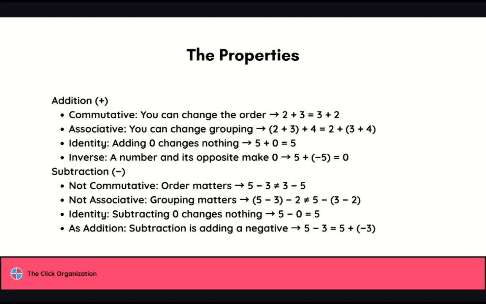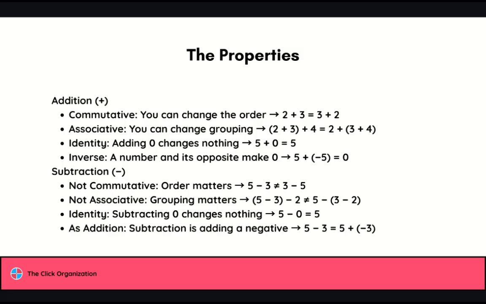Okay, each and every one of the operations has its own properties. So addition. Addition is a commutative operation, meaning that you can change the order and it's good with the orders. There will not be any changes if you change the order, nor the grouping. If you change the grouping, there will not be any changes as well.